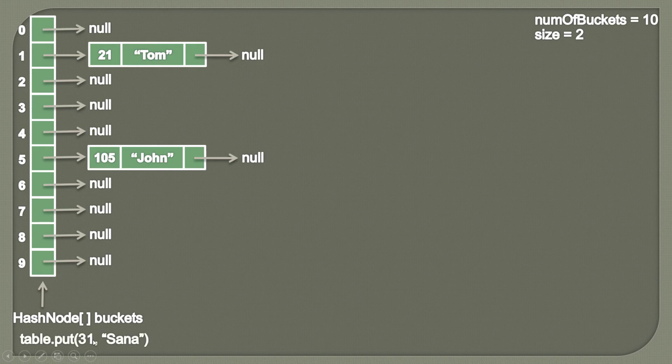Now let's say we want to insert a key value pair 31, Sana. Now this is the case when there would be a collision. How the separate chaining strategy comes into the picture, we will see now. If we do 31 mod 10, we get remainder 1. So our bucket index is 1. We simply access the hash node at index 1, and we see that there is already a hash node at this index. So now here is a collision.